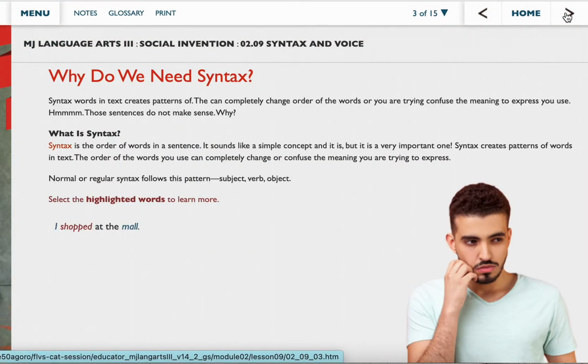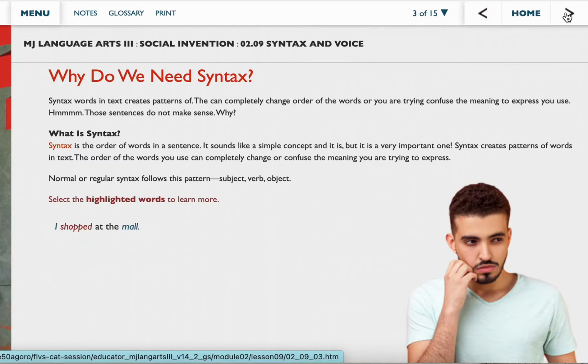Why do we need syntax? Syntax creates patterns of words in text. The order of the words you use can completely change or confuse the meaning you are trying to express. Those sentences do not make sense. Why? What is syntax? Syntax is the order of words in a sentence.